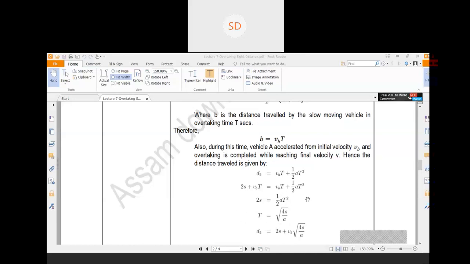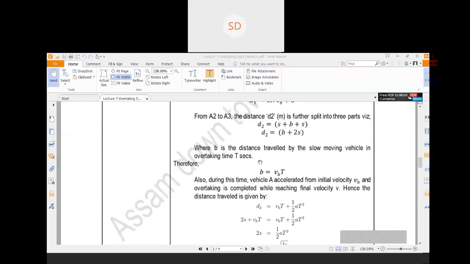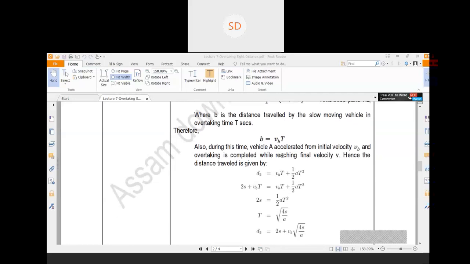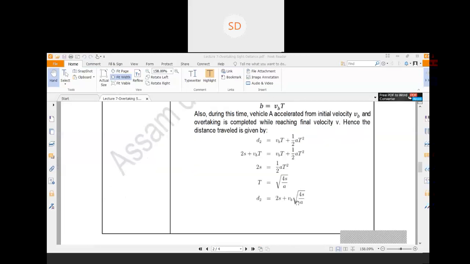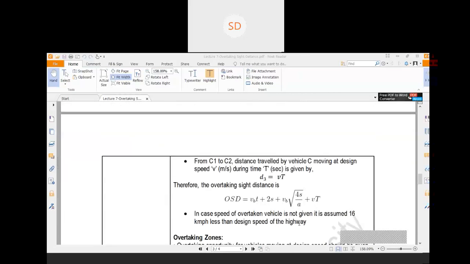Now after that, what you have to do is find out what d2 is. So you know d2 as b plus 2s, where b is nothing but Vb into t. So instead of t, you just put the value of t, that is, 2s plus Vb into root over 4s by a. After that you just find out the value of c1 to c2, and the total distance is your overtaking sight distance.